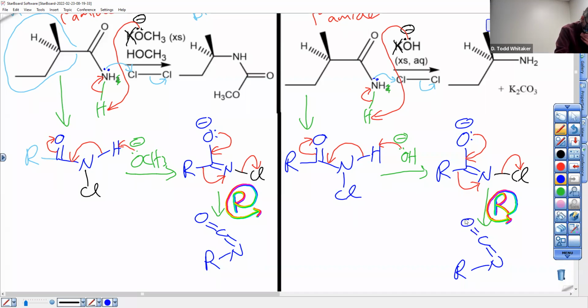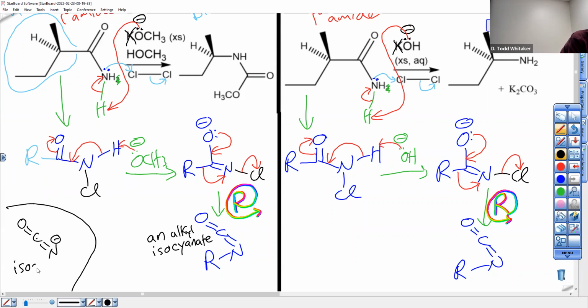You have just generated something called an isocyanate. Why is it called that? I don't see a charge on it. It's an alkyl isocyanate, named after its parent anion. It's an aside. That's its parent anion, isocyanate.